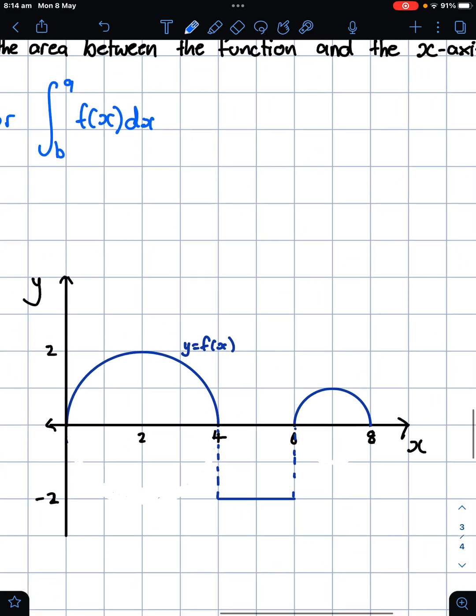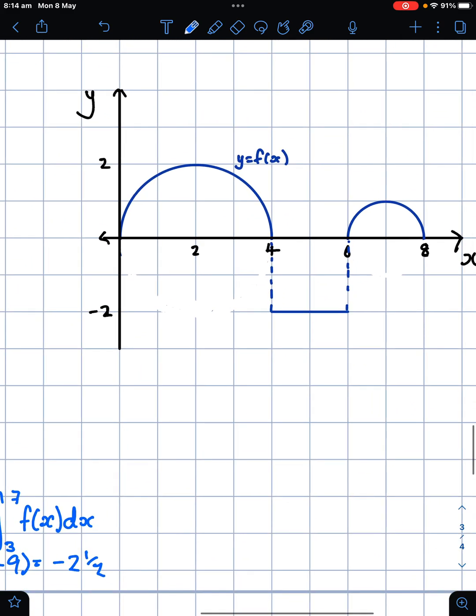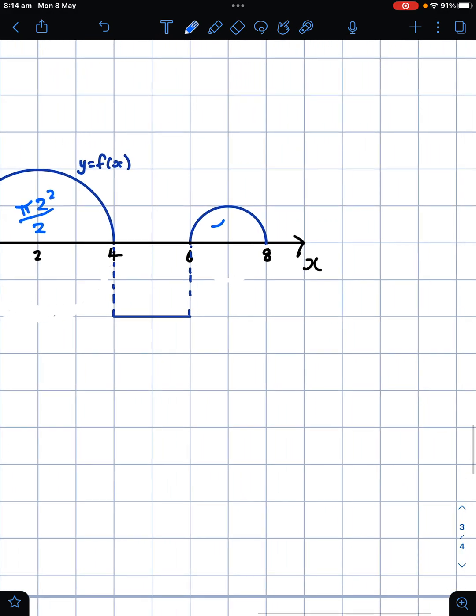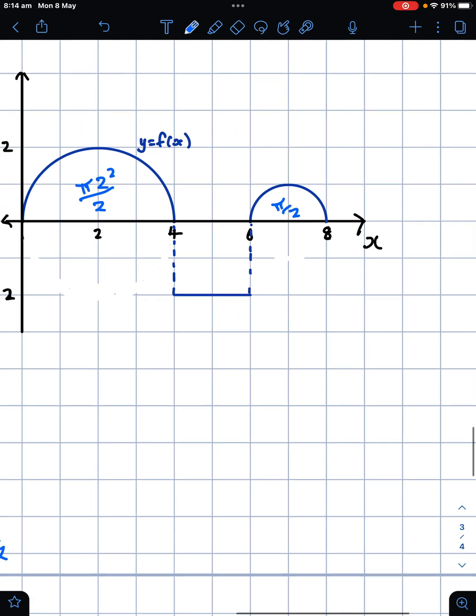Now, last one here, we're doing the same thing for a function, but it's got circles in it. So we're looking at this area in here. I'm just going to calculate the areas first. It makes life easier. This is going to be pi r squared. Okay, but r is 2. So we're going to go pi 2 squared, and that's going to be over 2 because it's half a circle. This one here is going to be pi 1 squared over 2. This area here will be 4 units.